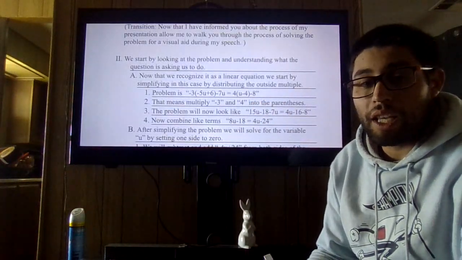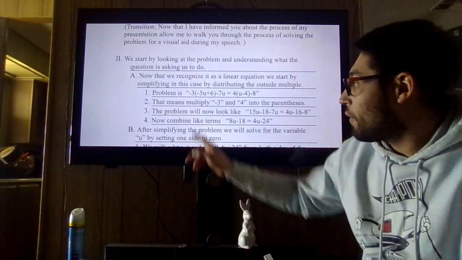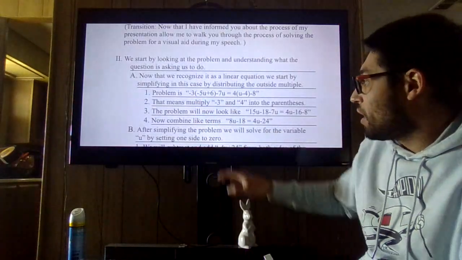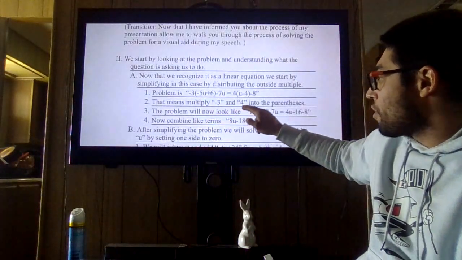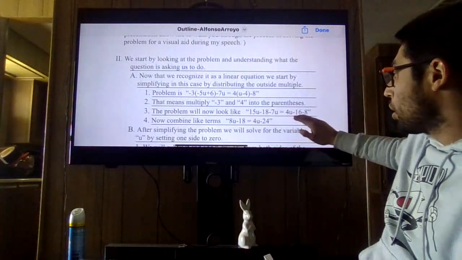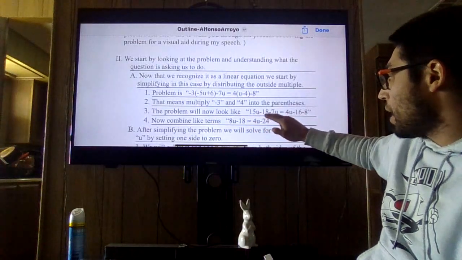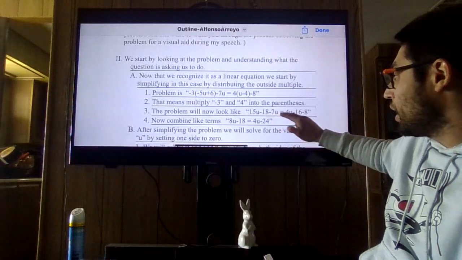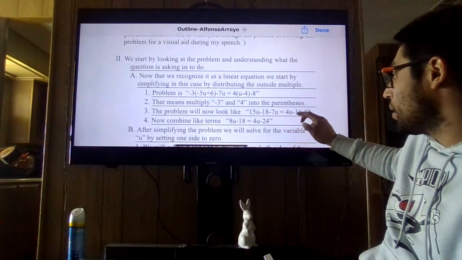We will start by doing that by multiplying the outside variable into the parentheses. In this case, it'll be the minus 3 and the 4. If you look down further, this is what the new equation should look like. 15u minus 18 minus 7u equals 4u minus 16 minus 8.